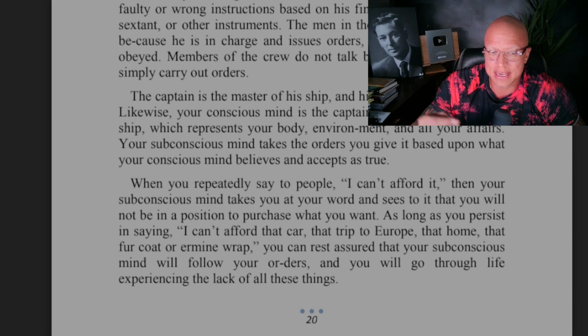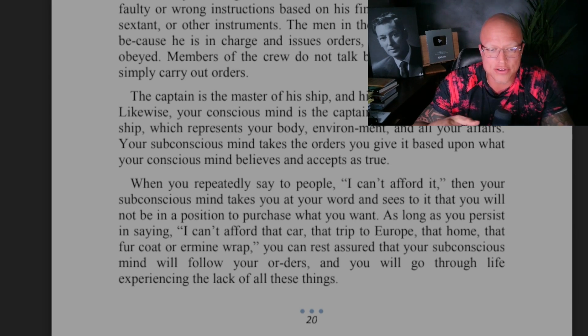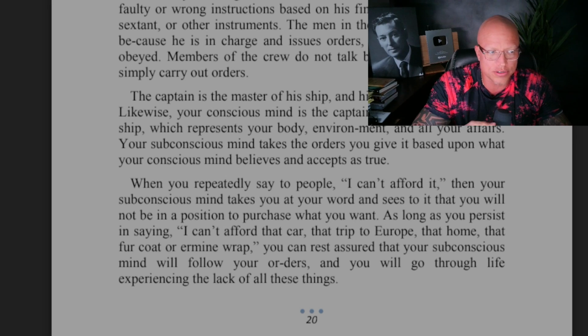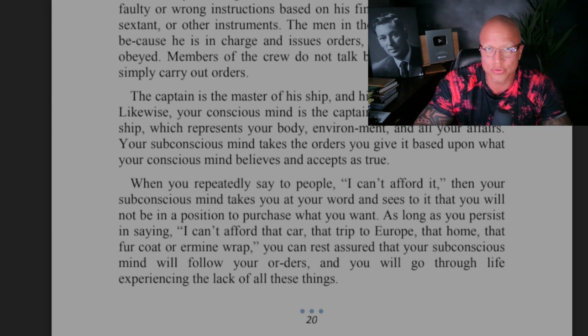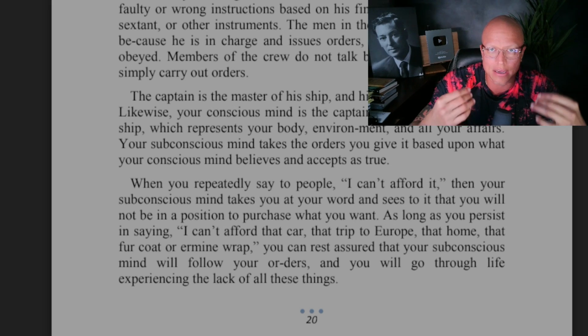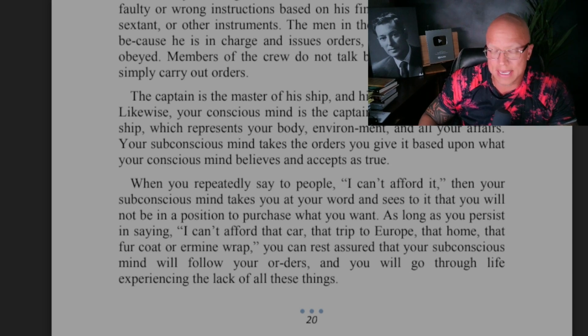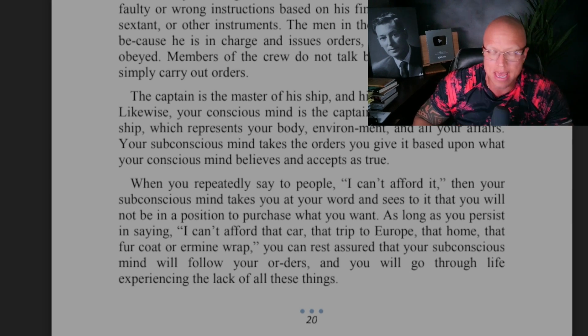The things that you're saying, the things that you're thinking, that's how you're commanding your ship. So everyone that works on your ship, that's controlling the engines, controlling where the ship actually goes, is all based on your thoughts and your imagery and what you're thinking all of the time, and what you're saying inwardly to yourself and even out loud. If you're saying inwardly or out loud or imagining that you can't afford something, then your subconscious mind takes you at your word and sees to it that you will not be in the position to purchase what you want. So this is very, very important.